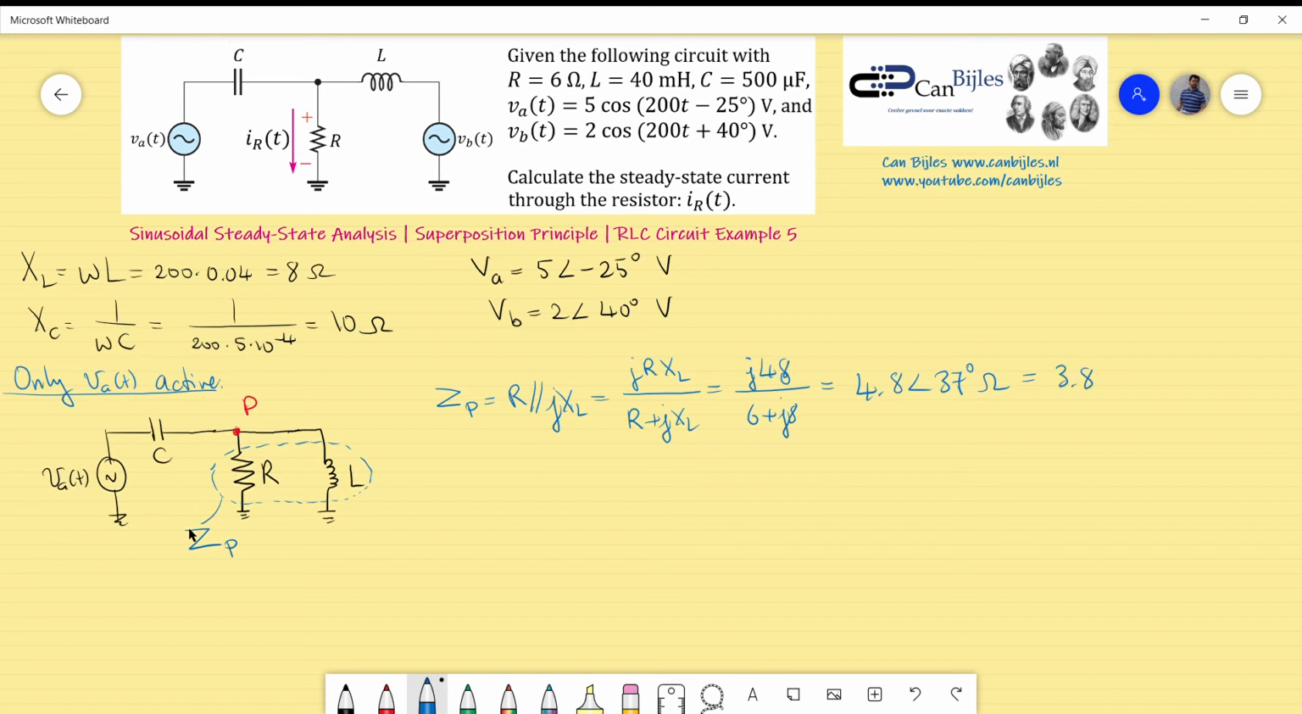And if you want, also in the rectangular form, you will have 3.83 plus J2.89. So actually we have now the impedance ZP. What we have is then the following.